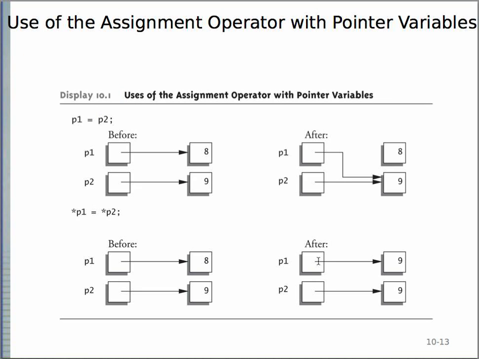Okay, you can go over this example. You can pause the video if you want, to go over the picture. When you have an assignment like p1 is equal to p2, assuming they're both pointers, p1 points to the 8, p2 points to the 9. This is before you execute the statement. After you execute the statement, p1 will just point to the 9. Now this is different from star p1 is equal to star p2. We're assigning the value that p2 points to, which is 9, to the value that p1 points to, which is currently 8. So after you execute this statement, the thing that p1 points to will now be 9. They will both be 9. So it's two very different things. If p1 and p2 are pointers, you can assign pointer values. You can also assign the values that they point to.